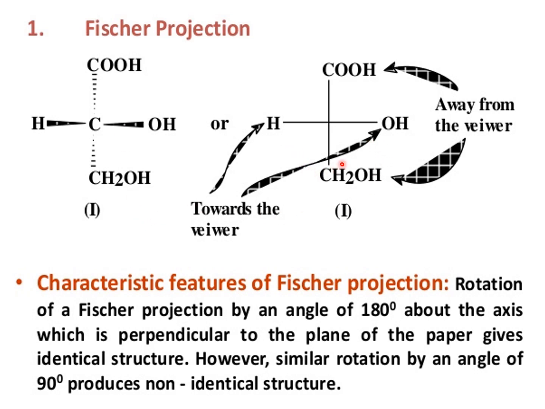So what is the difference? This hydrogen is towards the viewer, and this OH is also towards the viewer, whereas COOH and CH2OH are away from the viewer. The characteristic features of Fischer projection: rotation of a Fischer projection by an angle of 180° about the axis perpendicular to the plane of the paper gives the identical structure. However, a similar rotation by an angle of 90° produces a non-identical structure.